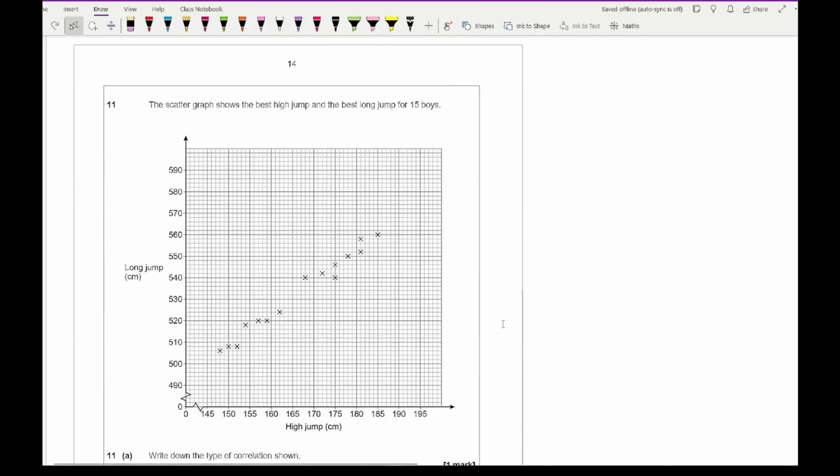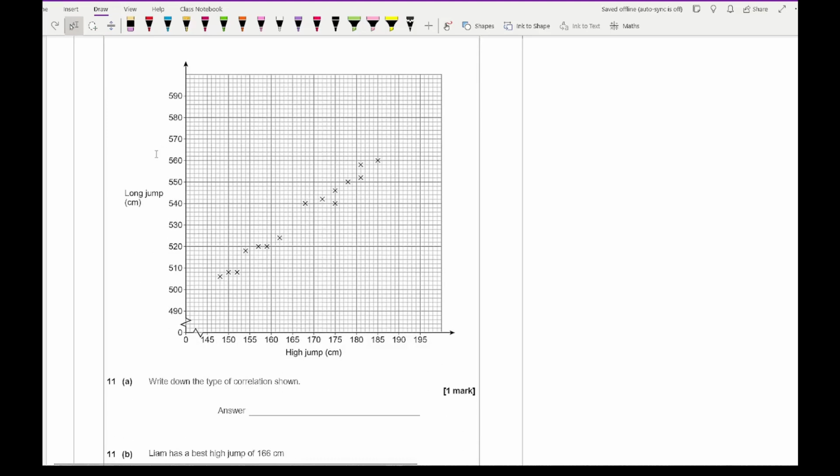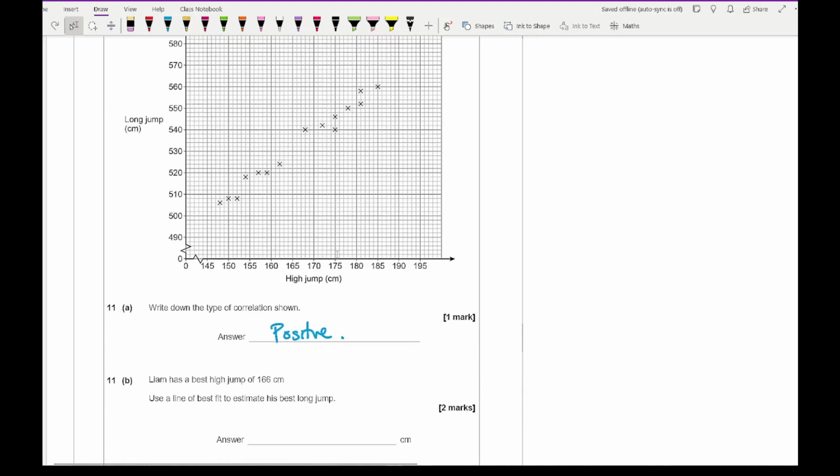Then moving on to question 11, it says the scatter graph shows the best high jump and best long jump for 15 boys. And it says write down the type of correlation that is shown. So for this, only worth 1 mark, we only need to say whether it's positive or negative. And this one is positive. It then says Liam has a high jump of 166 centimeters. Use a line of best fit to estimate the best long jump.